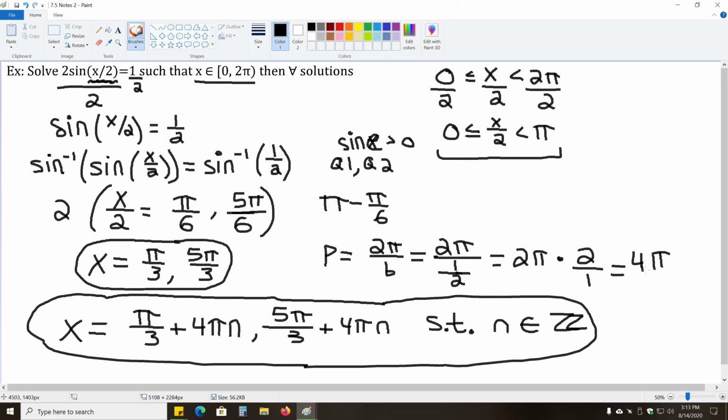So anytime you multiply 4 pi by a whole number, whether it's positive or negative, so anytime you multiply it by an integer, so something like 2, 0, negative 7, 2015, anything like that, and then you add that value to pi over 3 or 5 pi over 3, that will be another solution to this original problem, 2 sine of x divided by 2 equals 1. So we've now found all solutions to that equation.